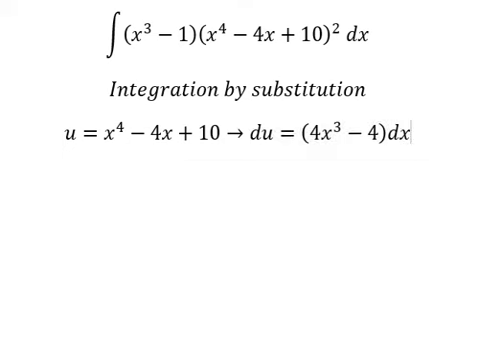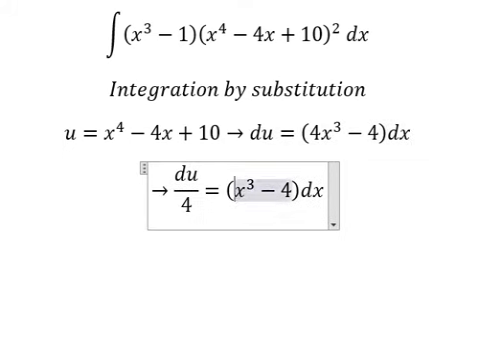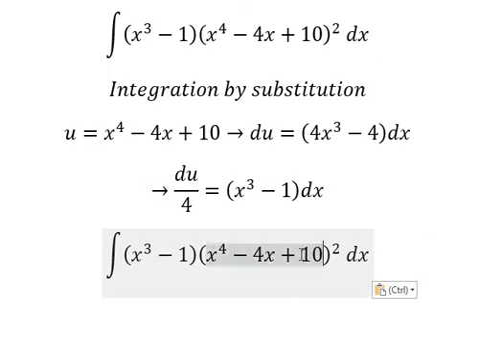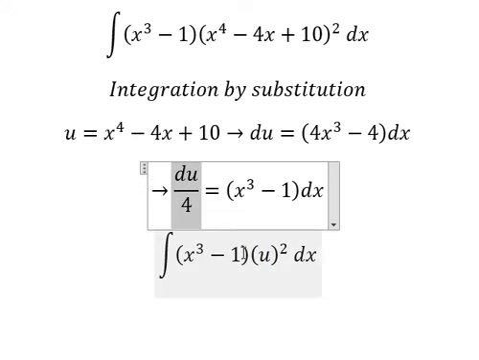Later, we divide both sides by number 4. So this one we change to u. x to the power of 3 minus 1 dx. We change it to this one.